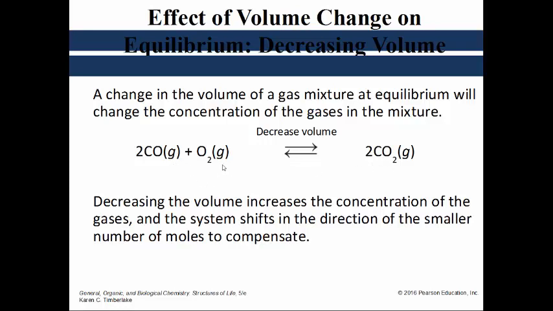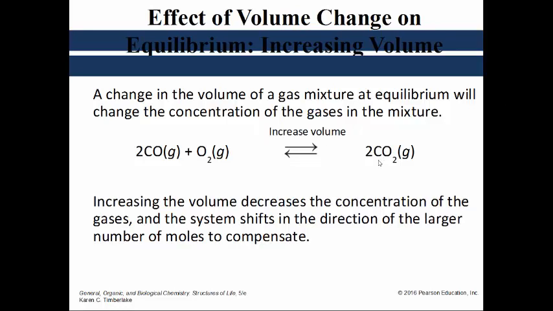Carbon monoxide gas, oxygen gas, carbon dioxide gas. Sometimes you may get questions like this where some of the reactants or some of the products are liquid or solid or aqueous, and you cannot count those moles when you are trying to determine what way the reaction will be driven, either forward or backward. But for this reaction, there are 3 moles on this side of the reaction, 2 plus the 1, and only 2 on this side. So if you decrease the volume of the gas in an equilibrium reaction, you will cause the concentration to go up, and therefore drive the reaction toward the side with the smaller number of moles. In this case, it would be toward the product, carbon dioxide.